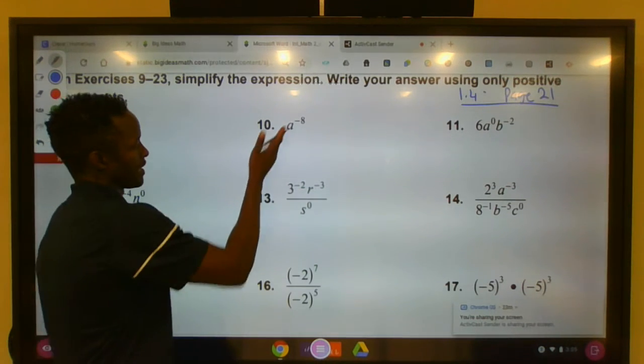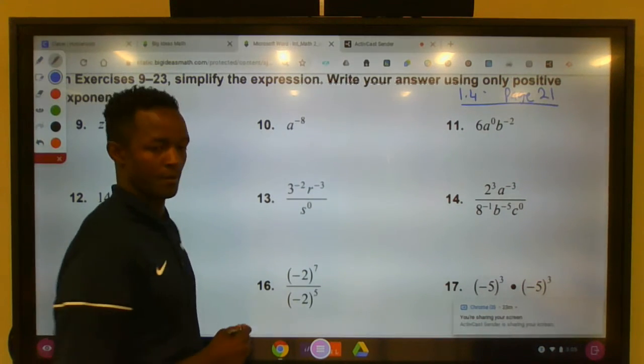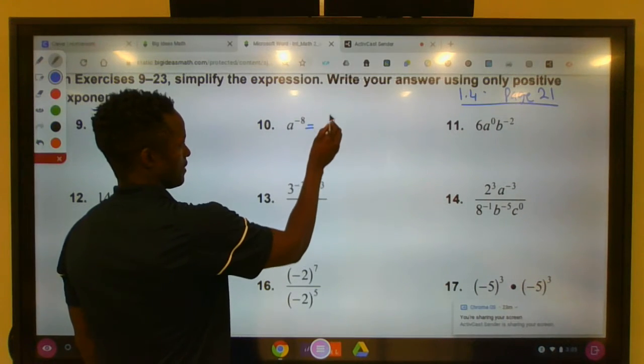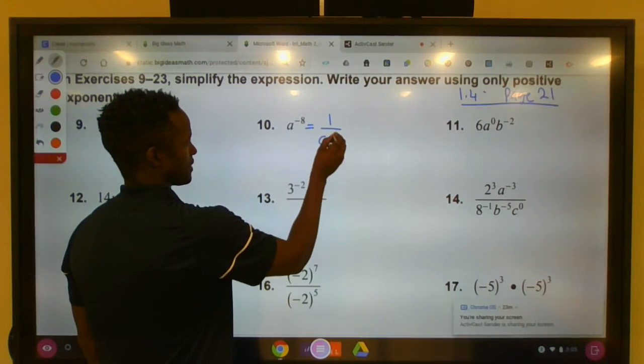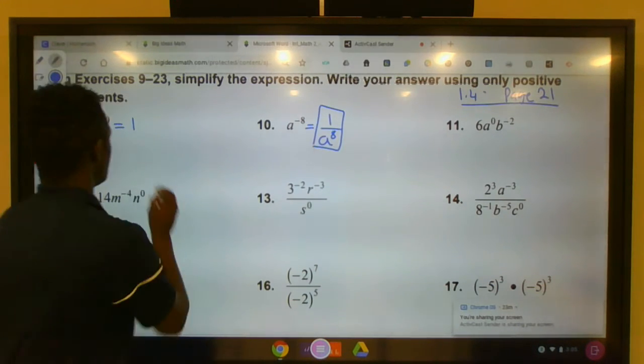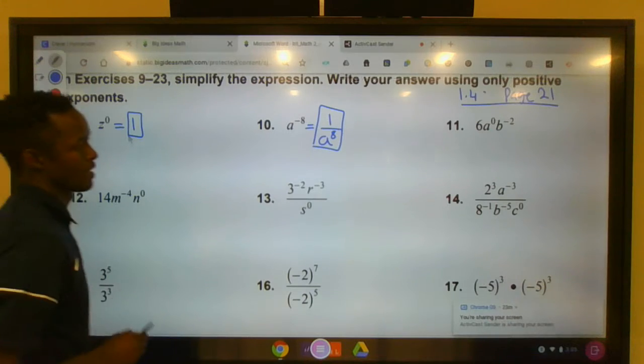Next one, we have a negative exponent, and the negative exponent property tells us to rewrite this as a fraction with a positive exponent. So that's done. This is done as well.